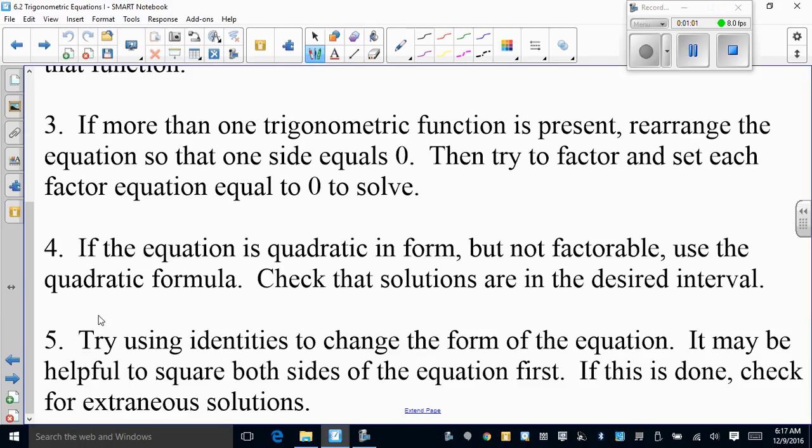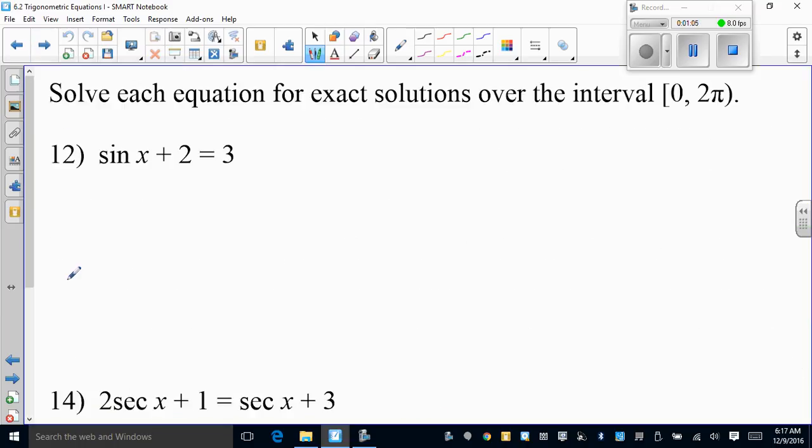Okay, so the first one here. Solve each equation for exact solutions over the interval of 0 to 2 pi. No squared, only one trig function, so we're just going to solve for sine of x.